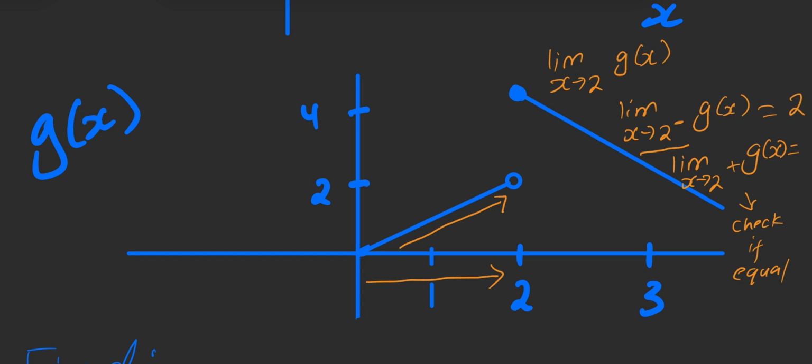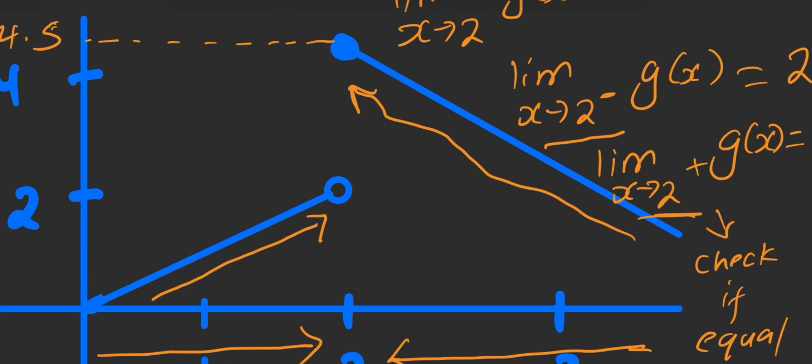And then on this other side, let's figure out the limit as x approaches 2 from the right-hand side. As the x values are approaching from values greater than 2, from the right-hand side, we can see that the y values grow and grow. And they're approaching, I think, around 4.5-ish. So when we approach this from the right, you get around 4.5.